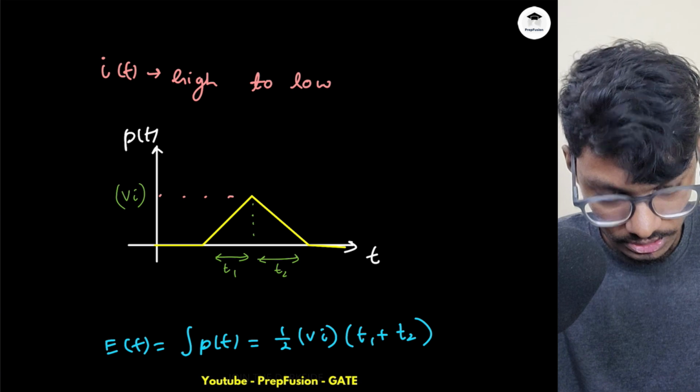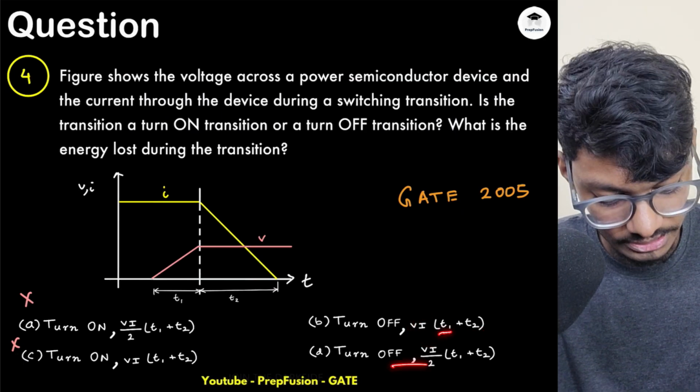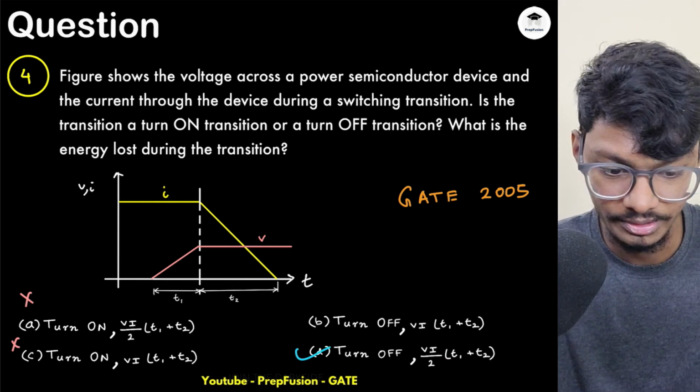Half into base into height. So it is VI into (t1 plus t2), and this is one half VI into (t1 plus t2). So this will be option D. Option D will be our correct answer for this question.